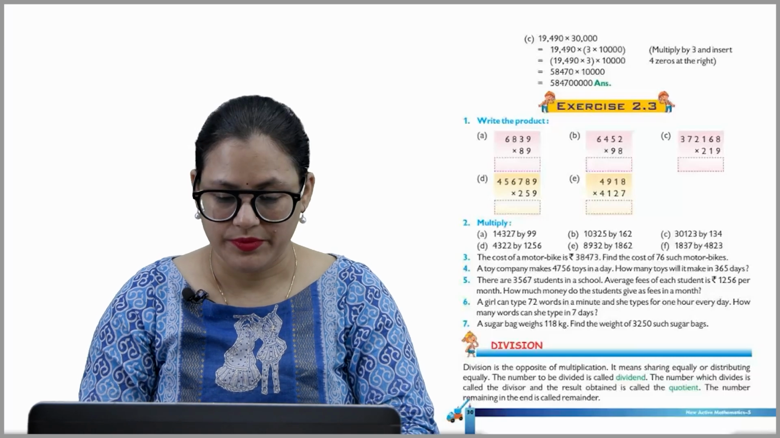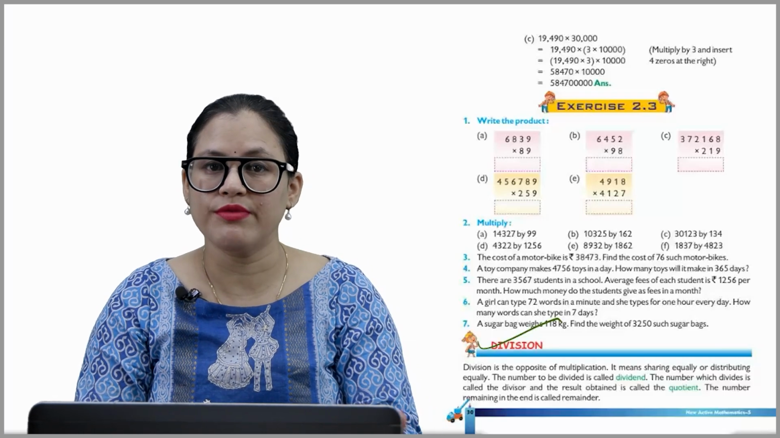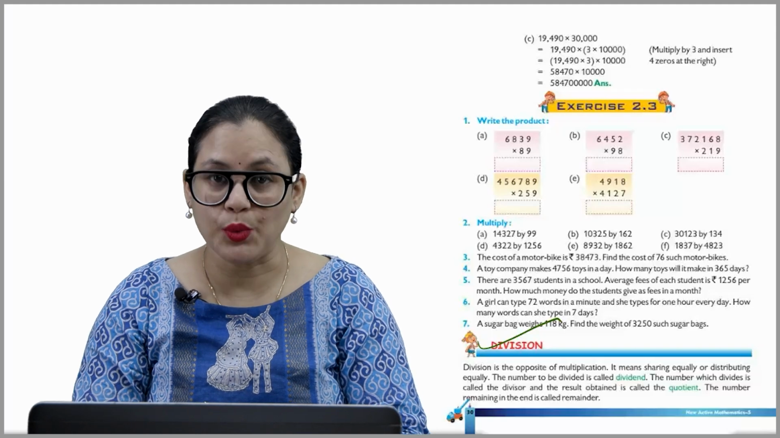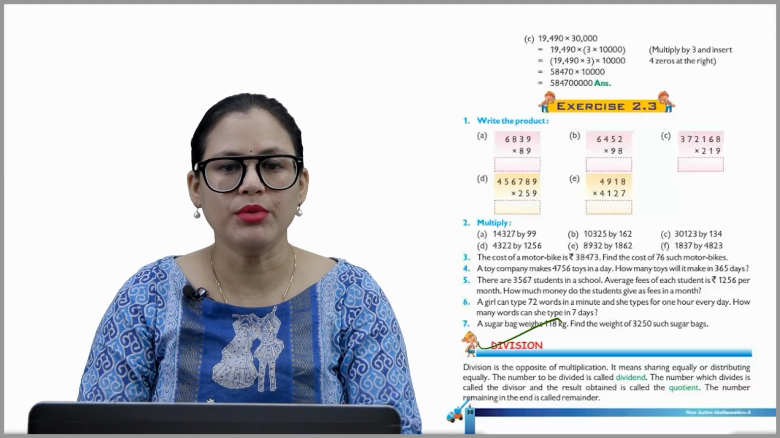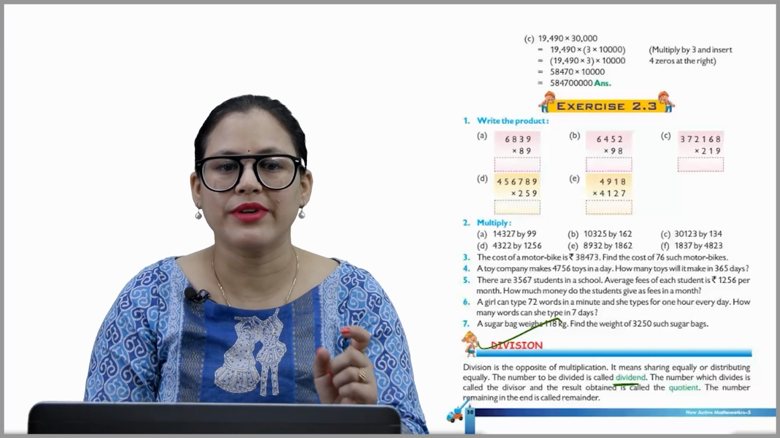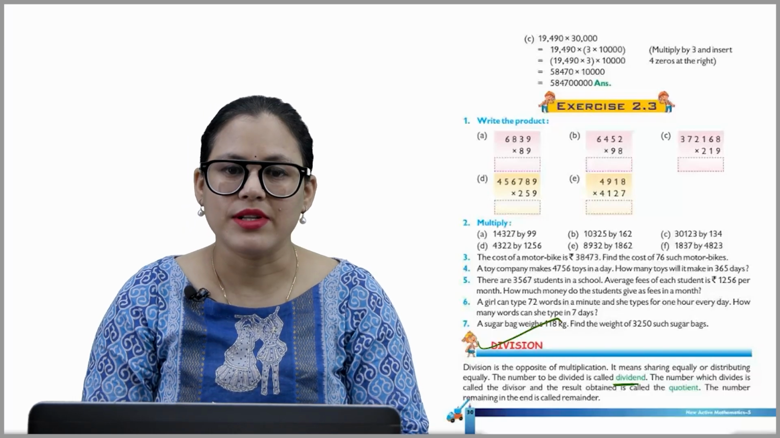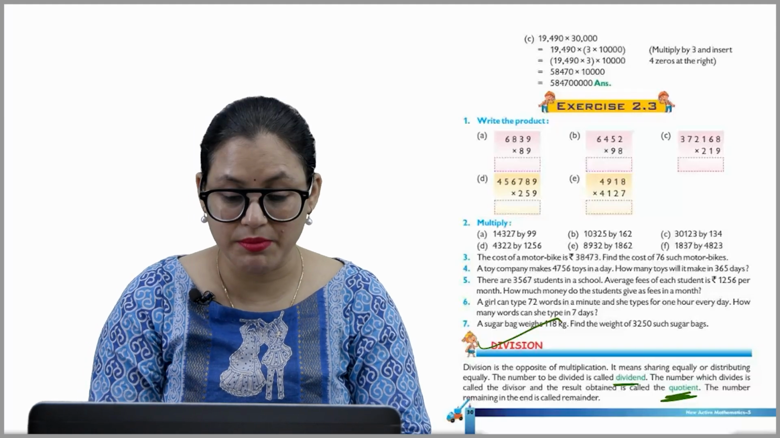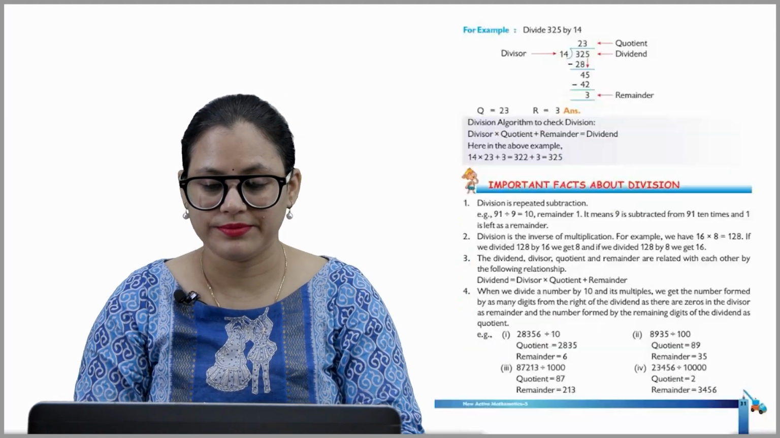Now, division. Division is the opposite of multiplication. We know that very well. It means sharing equally or distributing equally. The number to be divided is called a dividend. The number which divides is called the divisor, and the result obtained is called the quotient. The number remaining in the end is called the remainder, okay.